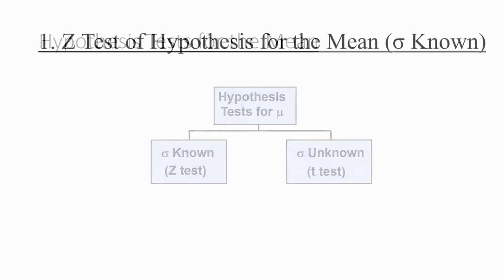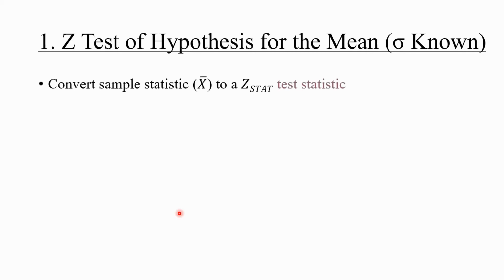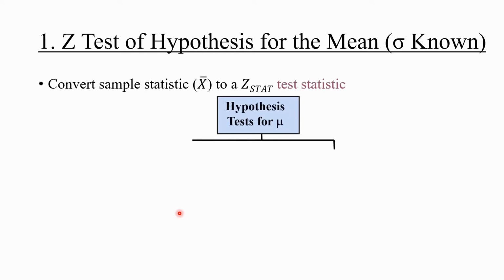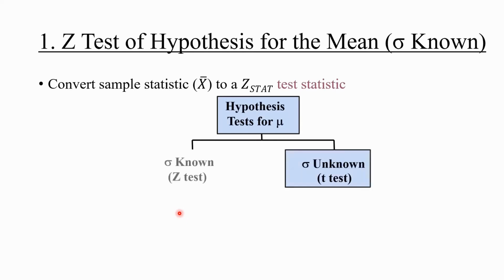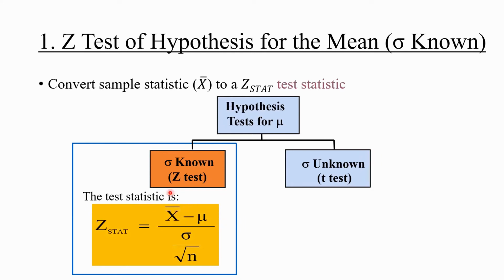So the hypothesis test for the mean when sigma is known. In this case, what we talked about was the sigma unknown and sigma known cases. So we are talking about the sigma known case now. The test statistic is Z, and that is given by this particular equation: your sample statistic for the mean, which is x bar, minus your population parameter for the mean, which is mu, divided by your sigma, the population standard deviation, which is known, divided by the square root of your sample size, n.